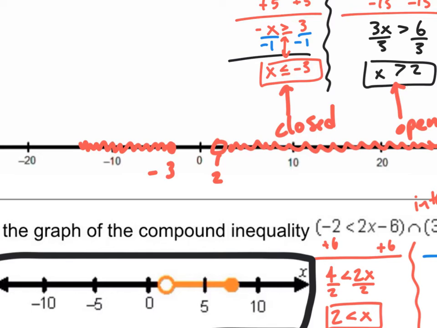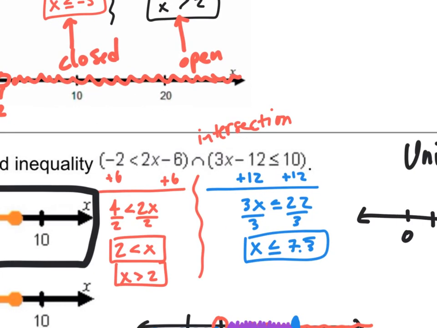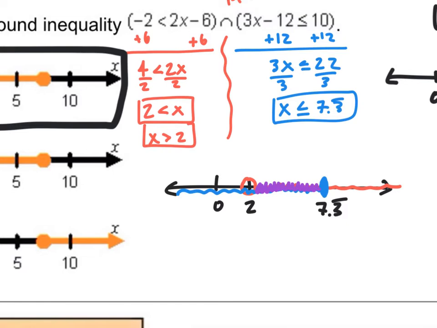So the idea is that in a union, you'd say, what values for x work in this one or this one? They have to work in one or the other. So if you pick 10, 10 is going to work on this side, but it's not going to work on this side. The second one is both. Second one, it has to be in both.